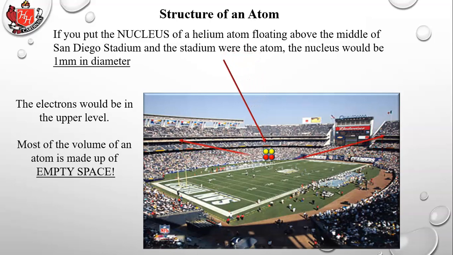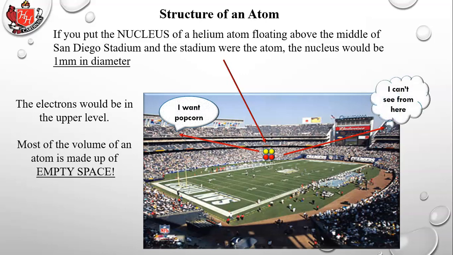So there's the nucleus in the middle, and there's the electrons way up in the upper level. They might even be farther away than that. And the nucleus would be much smaller than what you see there. So the vast majority of an atom is empty space.